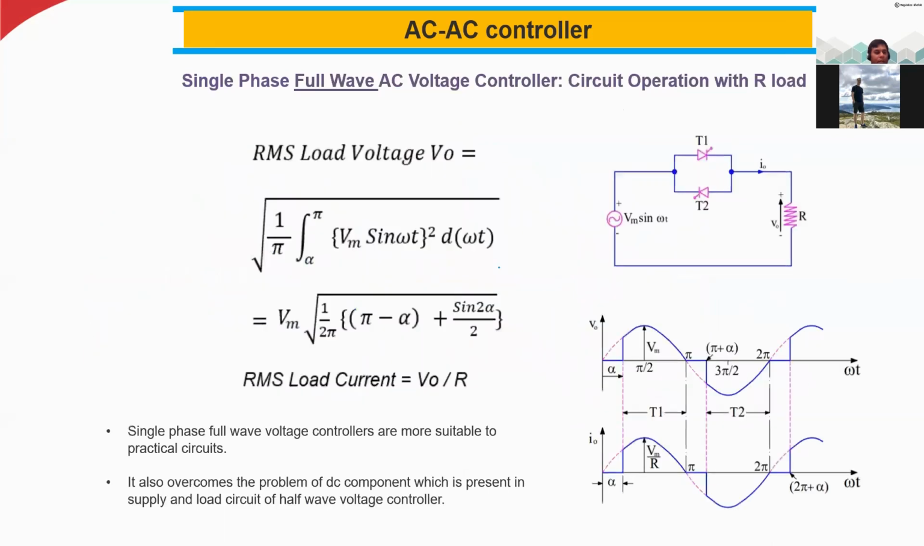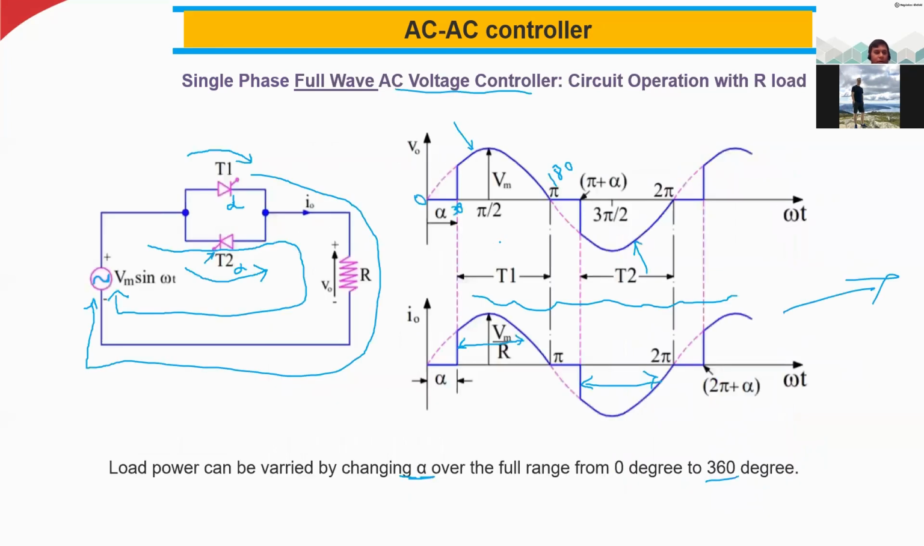So now we know this, and this is the formula for the full wave controller. I am not going to derive it. Actually, you can derive it by yourself. This is very simple, the logic is the same. You always have to see what the limit is. Here, full wave means the conduction is 0 to 2 pi. But you can control the alpha value from here to here.